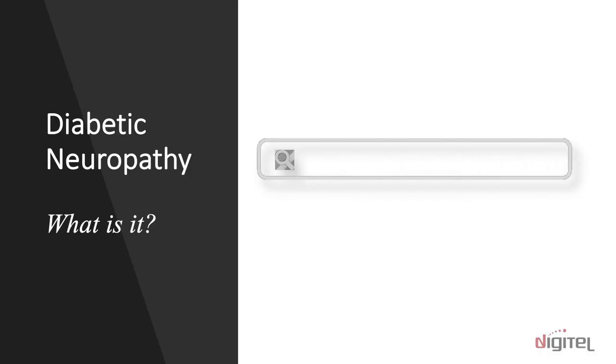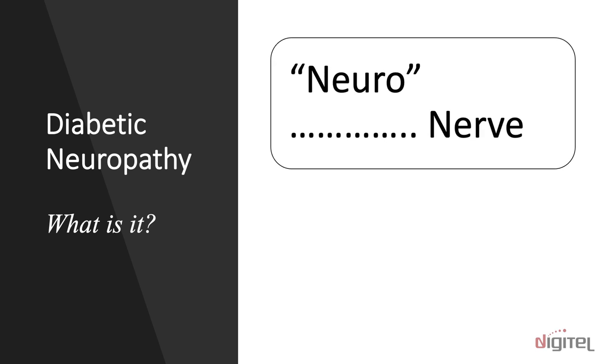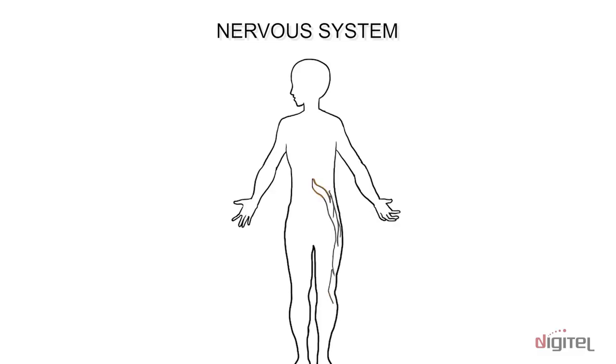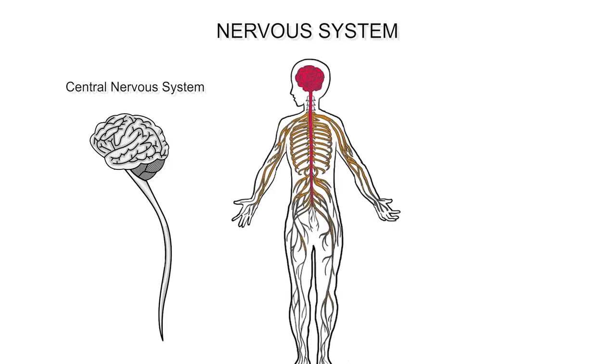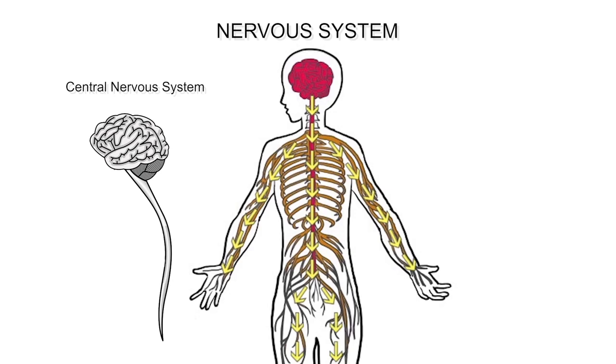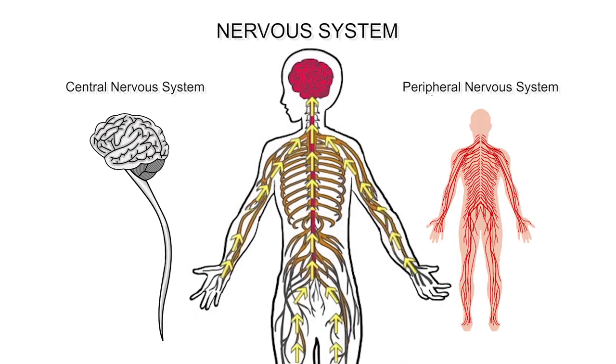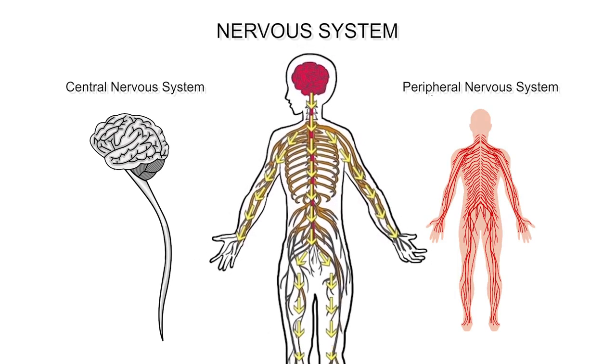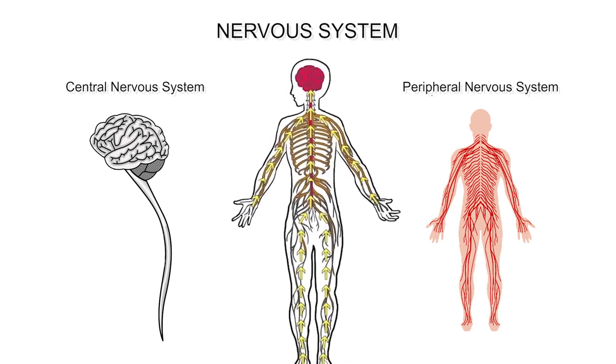As the name indicates, neuropathy means nerve disorder or nerve disease, and diabetic neuropathy means nerve damage as a result of diabetes. So our nervous system is divided into the central nervous system, which consists of the brain and spinal cord, and the peripheral nervous system, which consists of nerves that connect the central nervous system to our body. Neuropathy generally refers to nerve damage involving the peripheral nerves.